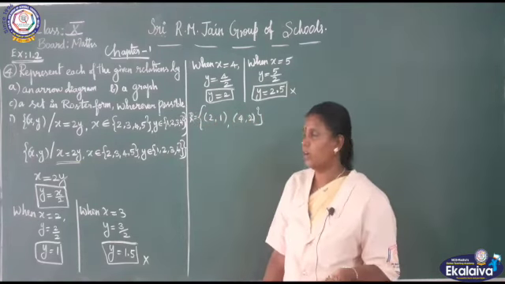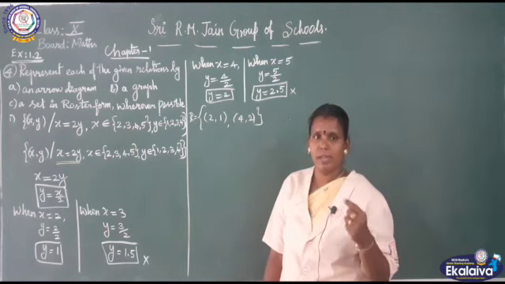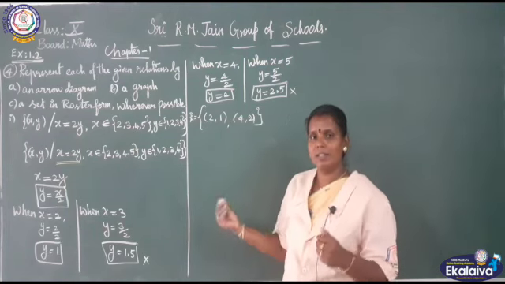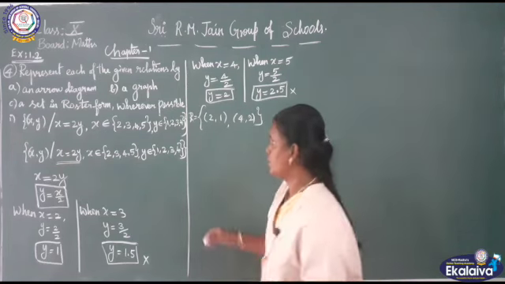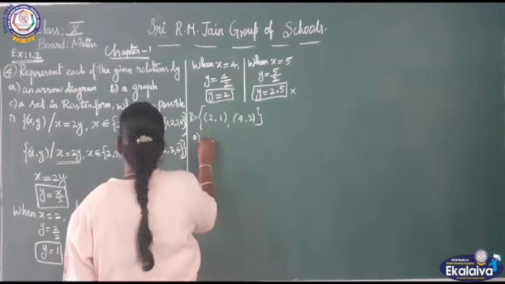So, I write the relation only with pairs which belong to the sets x and y. After writing this relation, they ask you to express it in 3 forms. The first form is an arrow diagram.